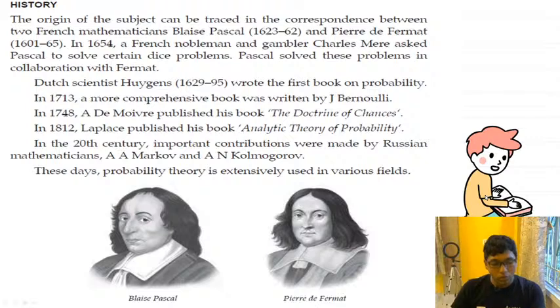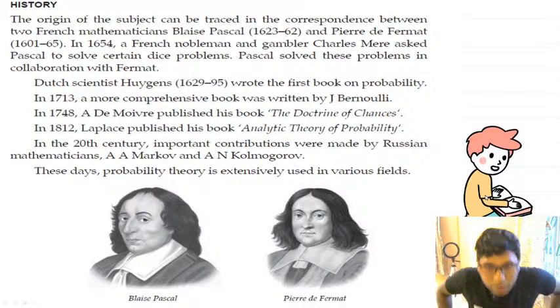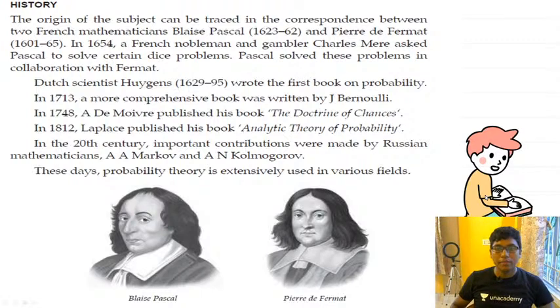It's one of the most interesting topics. Its origin, how this topic started, there is one of the most interesting stories behind it. The origin of the subject can be traced in the correspondence between two French mathematicians, Pascal and Fermat. In 1654, a French nobleman and a gambler, Chevalier de Méré, asked Pascal to solve a certain problem. Pascal solved these problems in collaboration with Fermat. That concept then became the subject called probability.